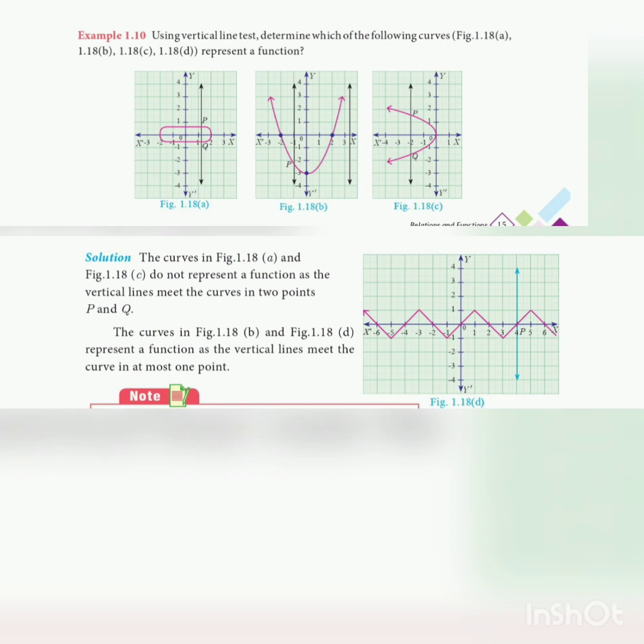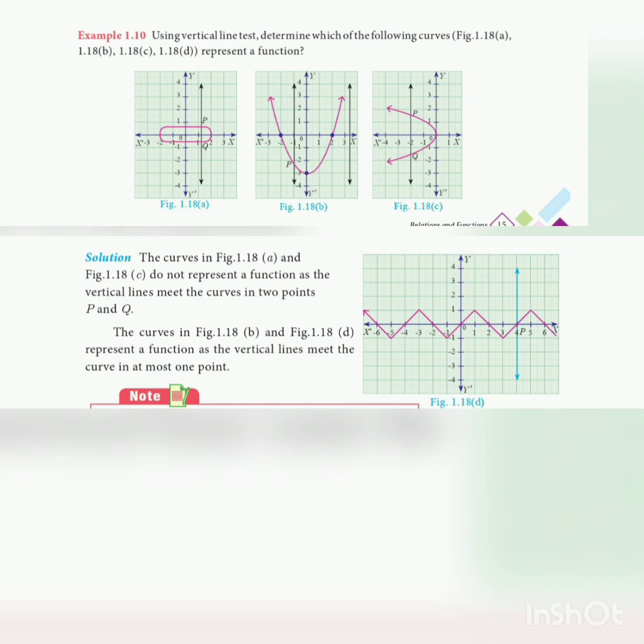Second, 1.18b, we have a parabola and draw a vertical line again. This vertical line cuts exactly the curve at a single point. So this is a function. But in the third figure 1.18c, you please go through the textbook. That's also a parabola, but the vertical line touches the parabola at 2 points. So the points of intersection are 2, therefore this is not a function.